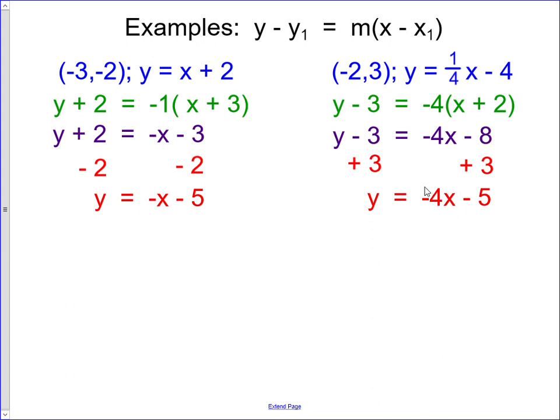We have opposite reciprocal slope because on this one we have -4. On our original line we had positive 1/4. So we have perpendicular lines. Our new line will also travel through the point (-2, 3).